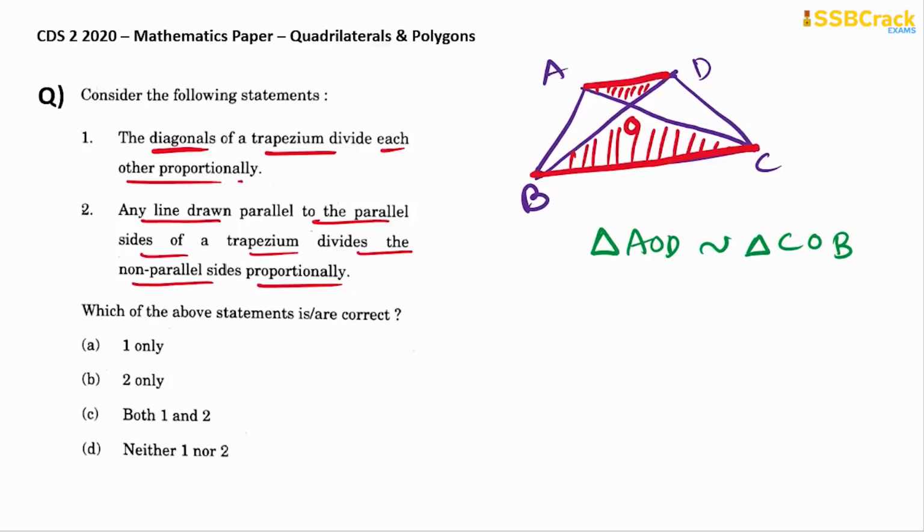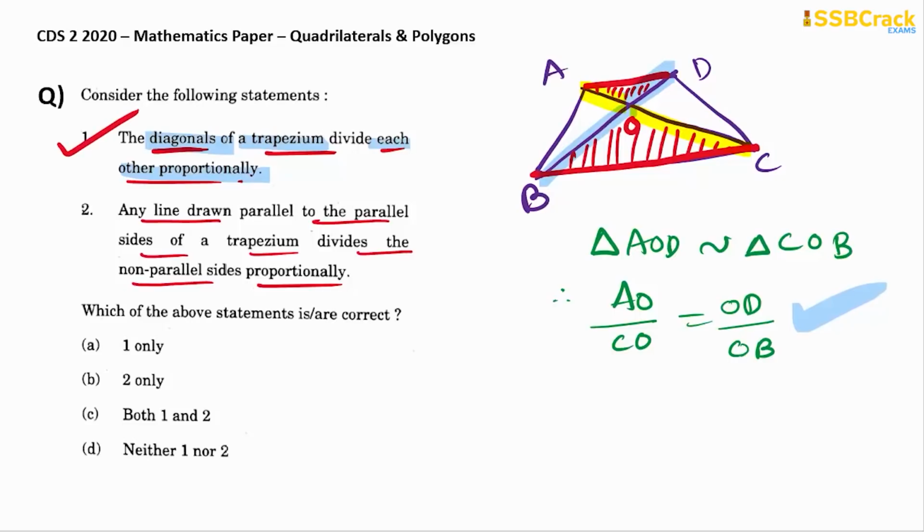We know this. So when triangles are similar, their sides will be in proportion. So their sides are AO upon CO equal to OD upon OB. So you could see that the proportionality is explained there, that the AO to OC ratio is the same as the OD to BO ratio, and that only means that the diagonals of a trapezium divide each other proportionally, because they are getting divided at the point O in proportion. So hence this is a very correct statement. That's what I said to you.